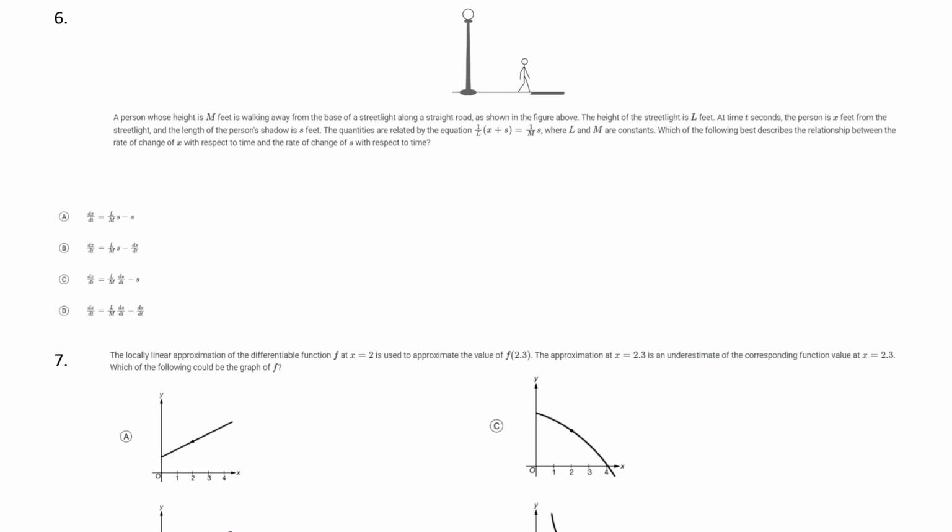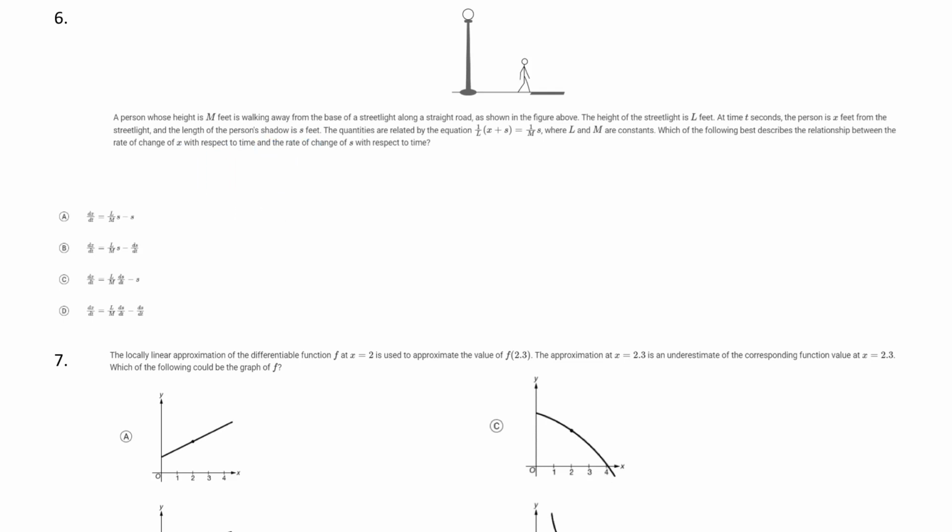All right, moving on to the next page. Looks like we have a shadow type problem. Let's see what it says here. A person whose height is m walking away from the base of a street light shown above. The height of the street light is L, and at time t equals second, the person is x feet from the street light. The length of the person's shadow is s.